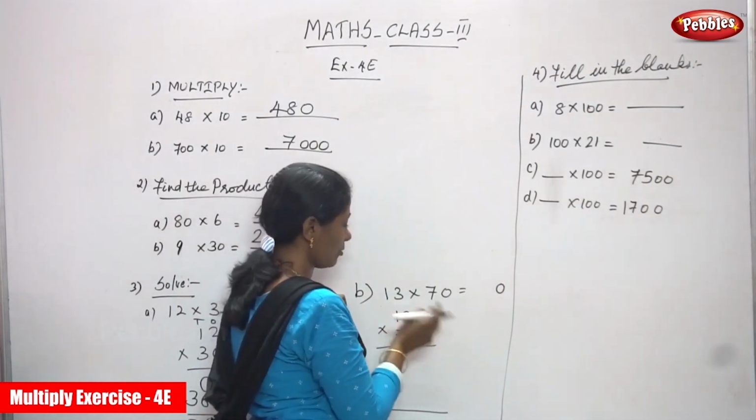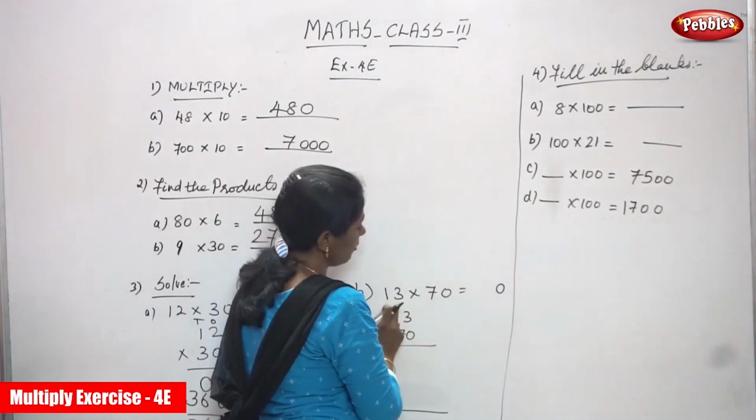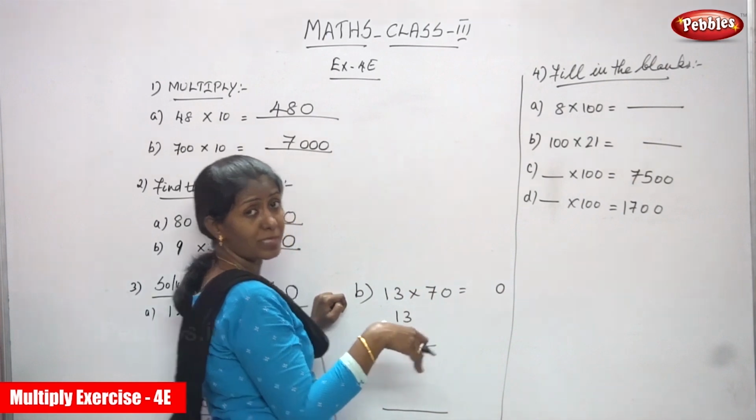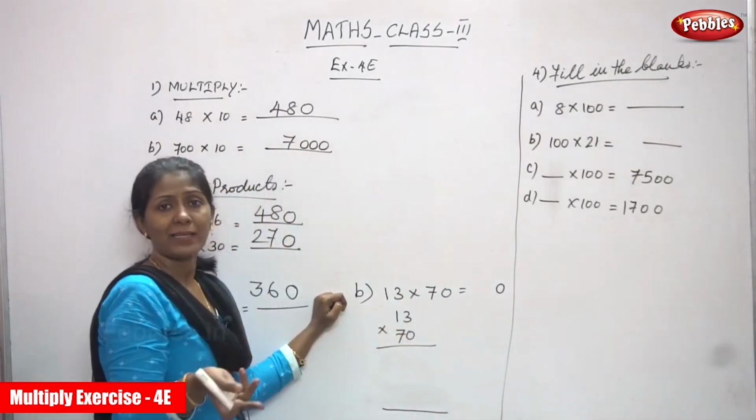Otherwise you do one thing. Second rule: you have to multiply the number first. Then you must add the 0 at the end. First count how many 0. Then you must add the 0 at the end.